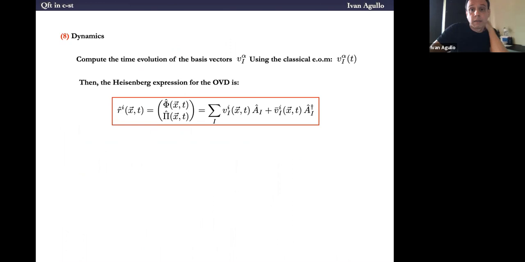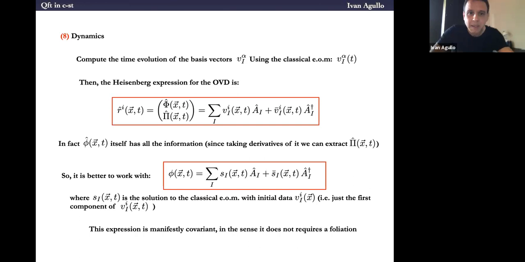Dynamics. Again, we just need to replace the basis vectors in the expansion by the time evolution. So you go to the classical theory, take the basis vector, which is an element of the complex phase space, plug it in the equations of motion, find the solution and plug it there. Therefore, you have the Heisenberg form of your basic operators. In fact, if we talk about time evolution, it's even better to forget about pi. Because if you give me phi of x and t, taking derivatives, I can get pi. So once you have the time evolution of phi, I already have the information for pi.